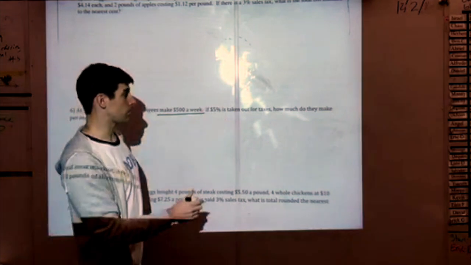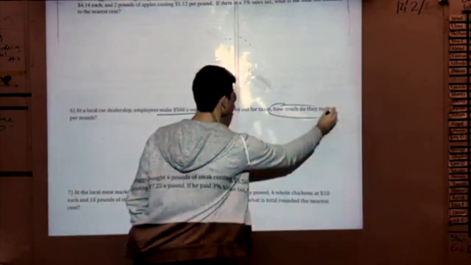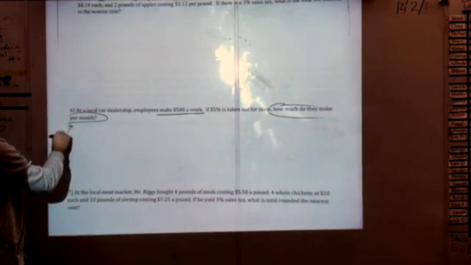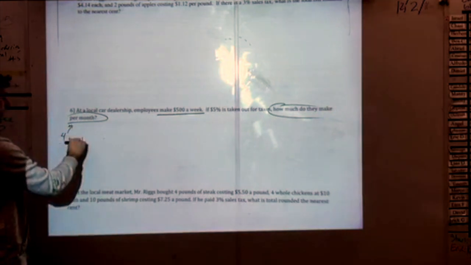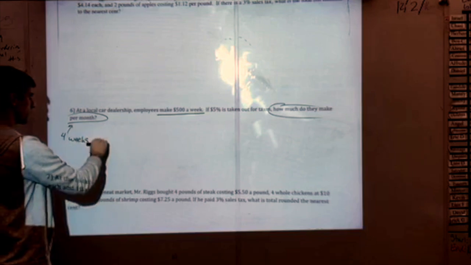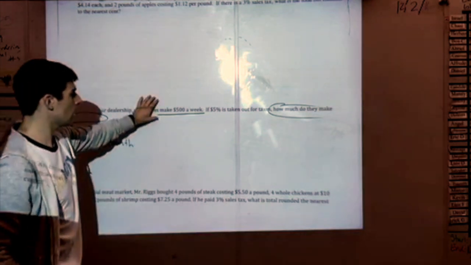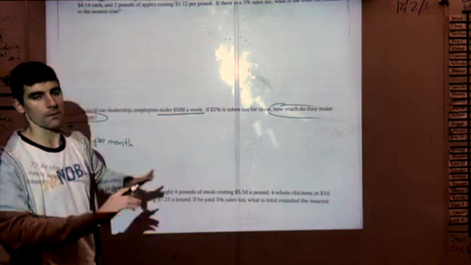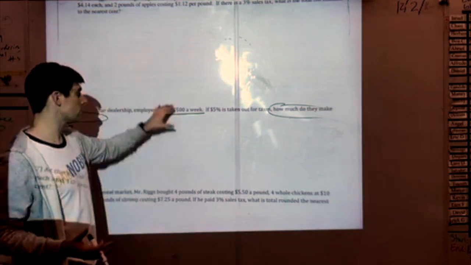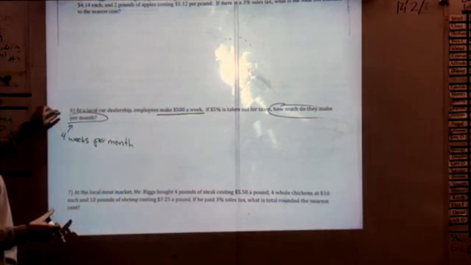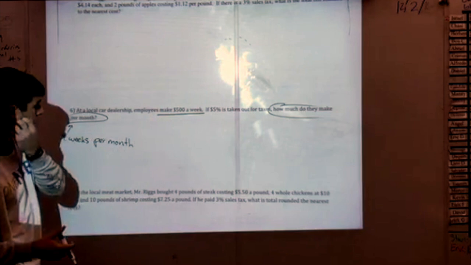There's a few parts to this. One, it's saying how much do they make per month. We're going to assume, just for simplicity, that there are 4 weeks per month. In the past, a lot of students have just found the tax value and that was their final answer. But it doesn't quite make sense because this is a weekly value, and it's asking how much this employee makes per month.